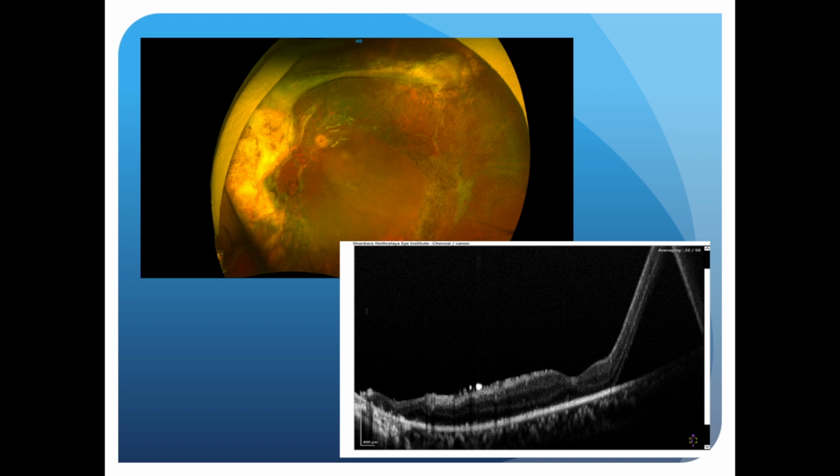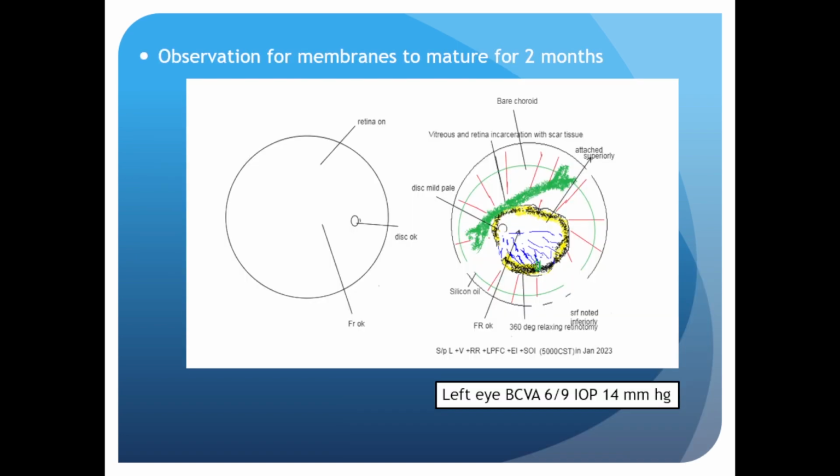Maybe even RAPD is not classical in that case. Then it helps. Then PVR membranes were present. For that, we just waited for at least 1.5 to 2 months so that they get matured and so that we can plan another intervention for this particular patient. After 2 months, when he came, the vision was 6/9, IOP was 14 in this patient.